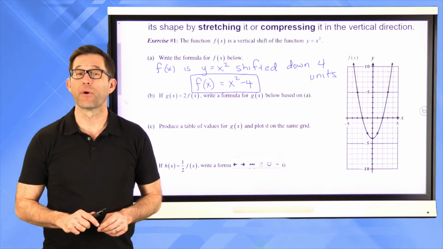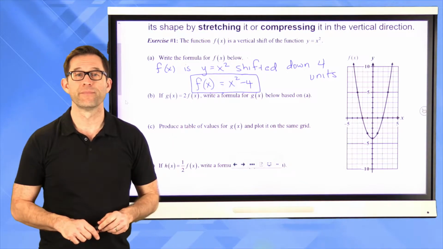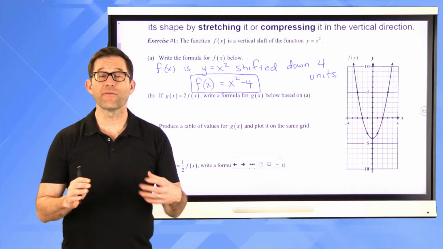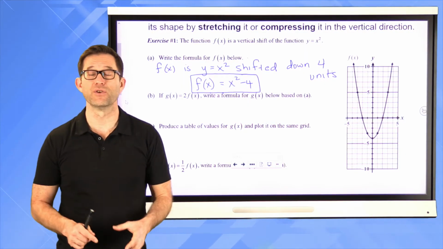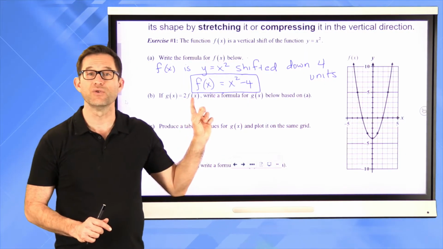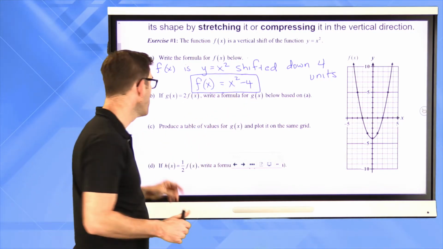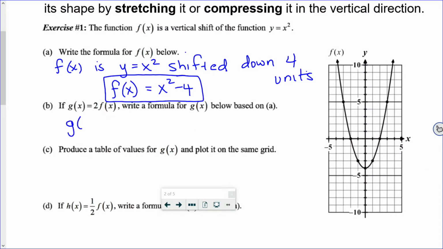Now let's take a look at a brand new type of function in letter B. If g of x equals 2 times f of x, write a formula for g of x below based on a. Well, again, never, ever, ever forget about the principle of substitution. If I'm saying g of x is 2 times f of x, and I'm saying f of x is equal to x squared minus 4, then I can easily now say that g of x is equal to 2, and let's get good use of parentheses in here, 2 times (x squared minus 4).